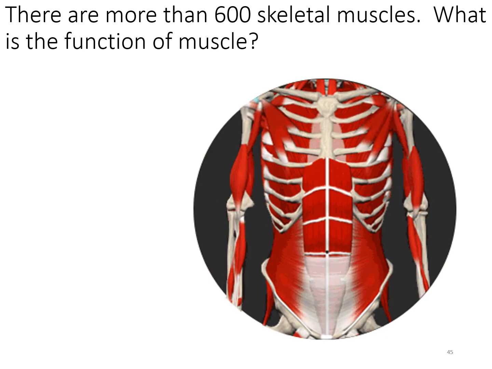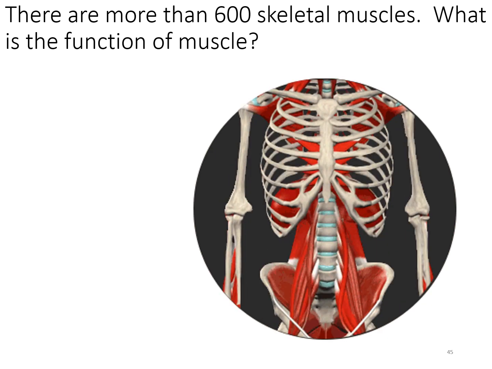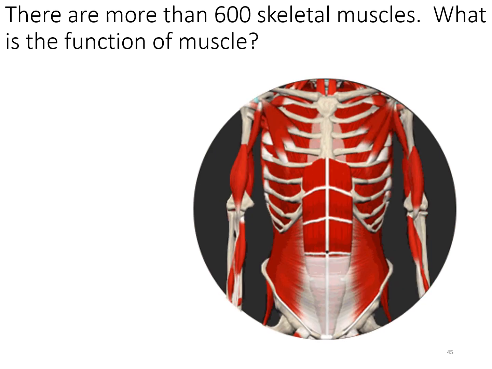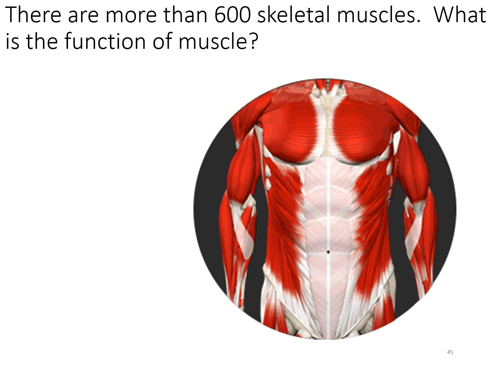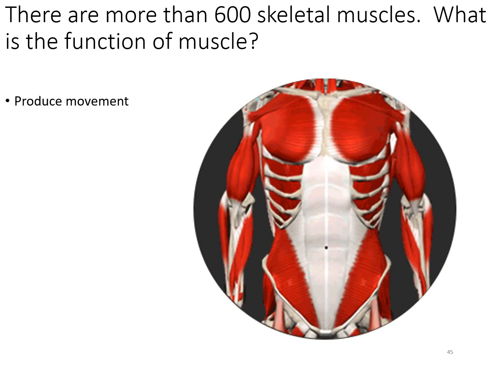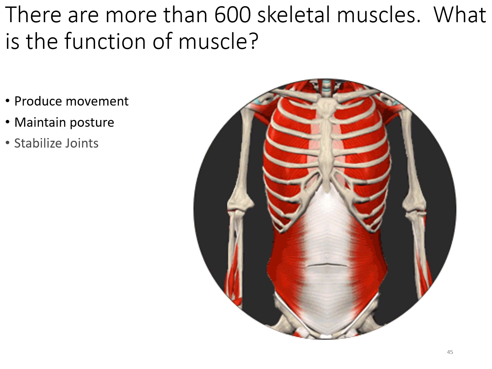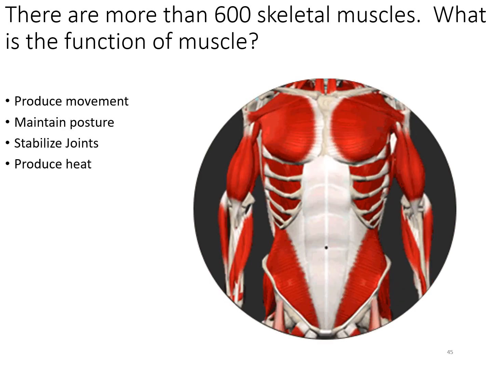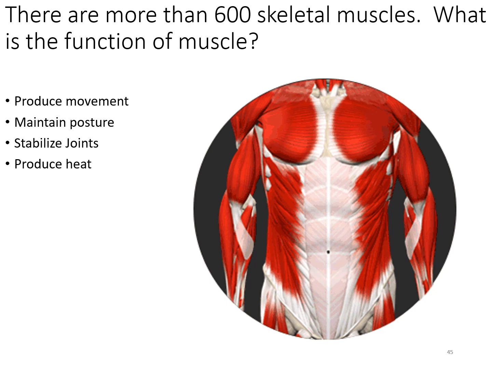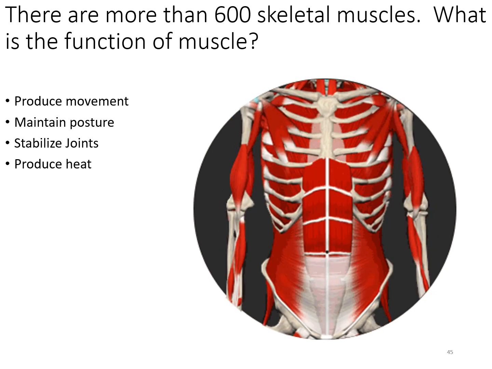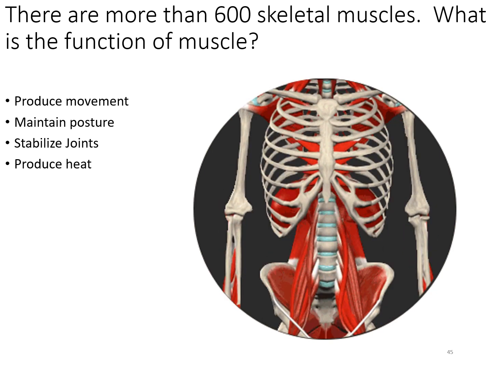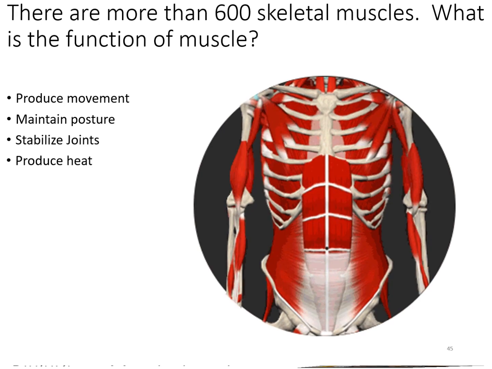So there are more than 600 skeletal muscles. So what do you think the function of muscle is? Lots of muscles going on there. Okay, function of muscle is to produce movement, maintain posture, stabilize joints, and produce heat. That's important to remember as well. Help you move, maintain your posture, stabilize joints, and produce heat.